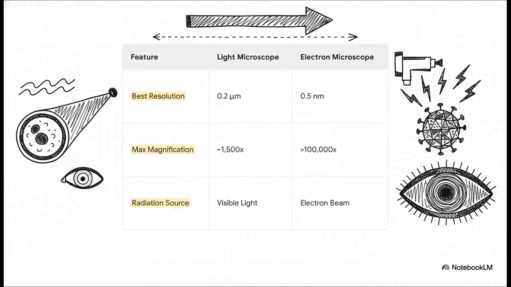And the difference, it is just staggering. Just look at this comparison. The very best a light microscope can do is 0.2 micrometers of resolution. An electron microscope, 0.5 nanometers. That's 400 times better. And magnification? It jumps from maybe 1,500 times to over 100,000 times. We're talking about a whole new dimension of sight.